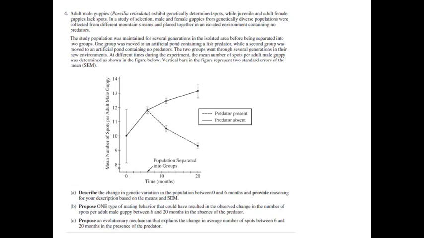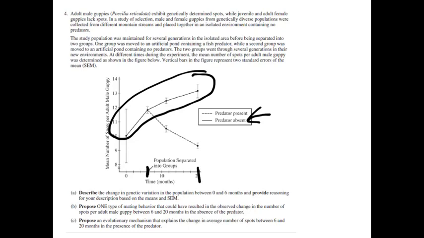Now part 2 of the question, or part B: propose one type of mating behavior that could have resulted in the observed change in the number of spots per adult male guppy between 6 and 20 months, in the absence of the predator. So in this case, this is the group for absence of a predator. And we notice that between 6 and 20 months, so somewhere between here and here, we're essentially looking at this part of the graph. And what I'm hoping that you notice is that between here and here, the number of spots is increasing.